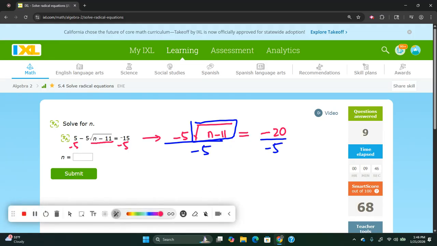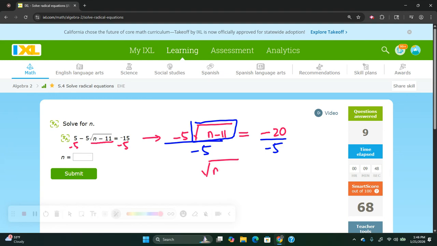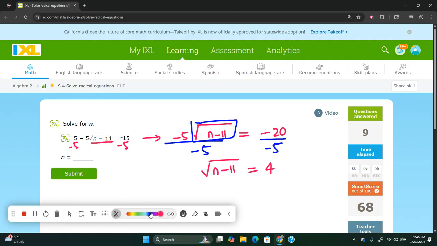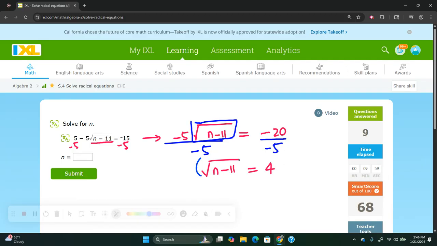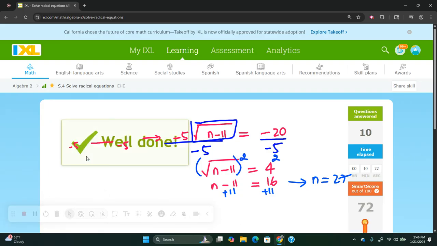Okay, so you don't want negative 5, so you divide negative 5 on both sides. Okay, so now you come out at square root of n subtract 11. Negative 20 divided by negative 5, this is positive 4. So now you can see the radical is the only thing on the left side, so you power 2. So now you have n subtract 11 equals 16. So now I add 11 on both sides, so I solve for n, I got n equal 27. Voila.